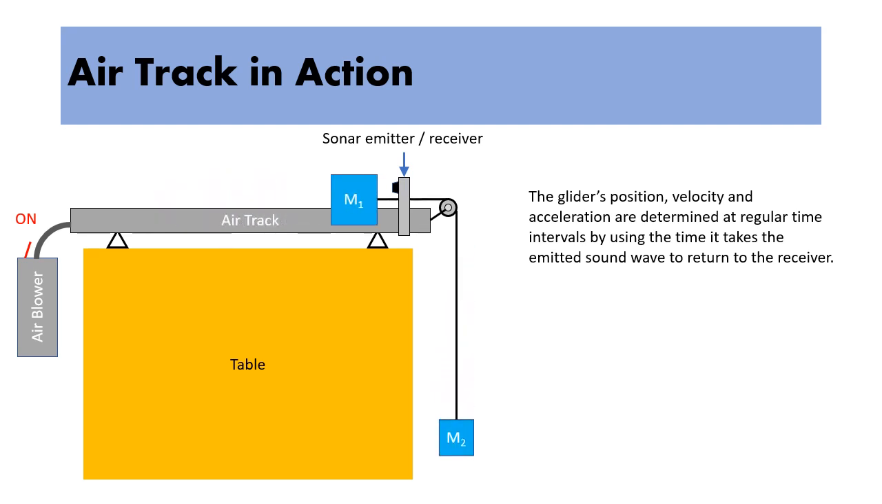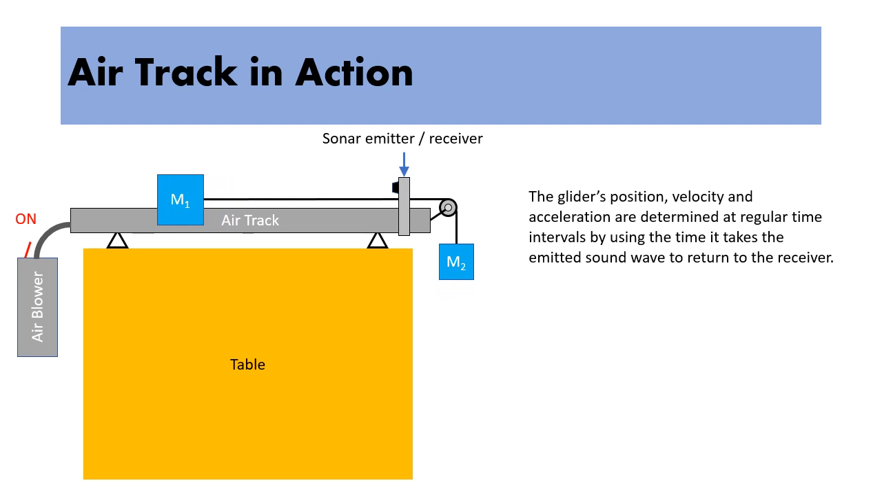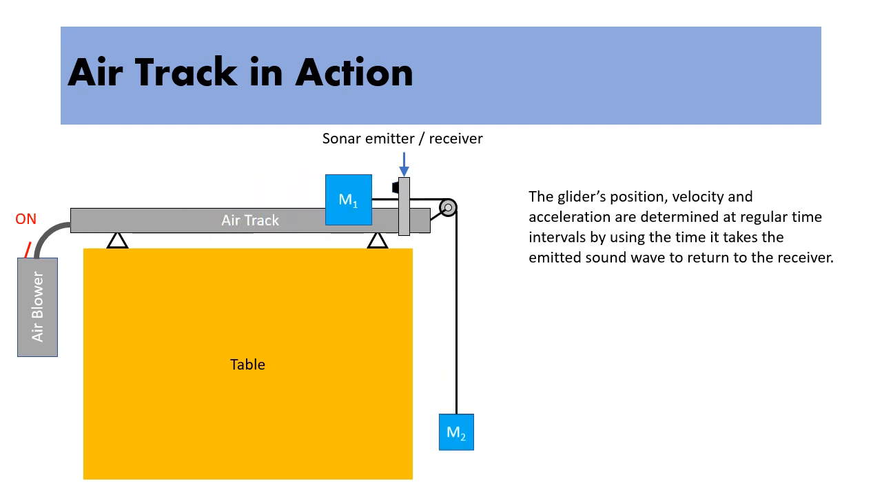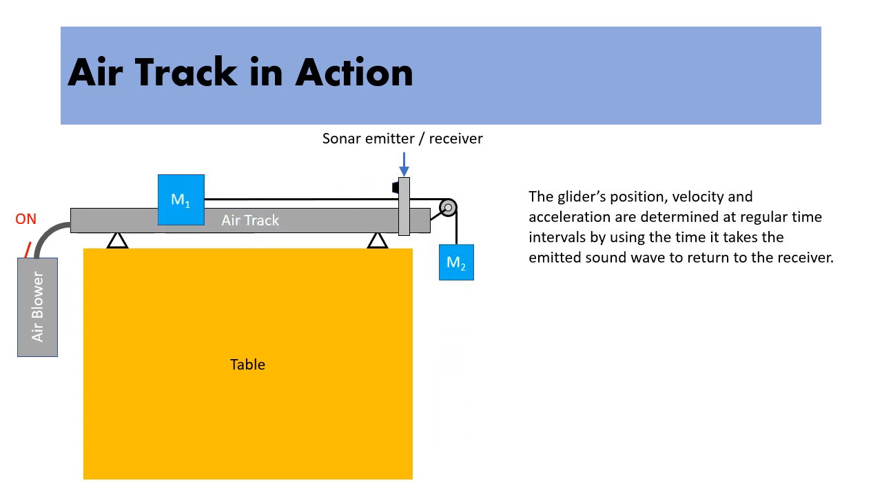However, in the actual experiment, various forms of friction such as air friction, as well as the friction in the pulley wheel, can cause the system to lose energy such that the glider eventually comes to a complete stop at the end of the air track.